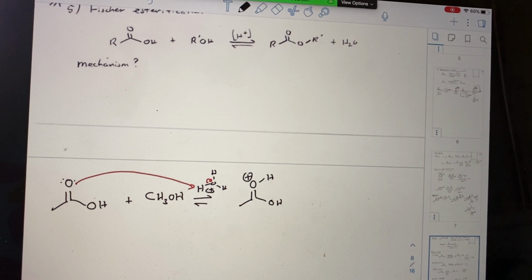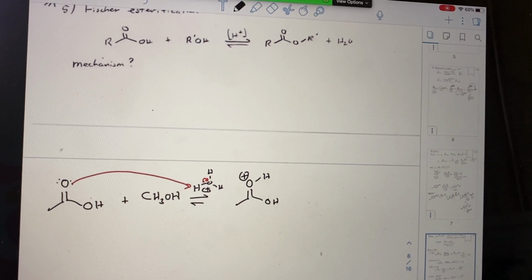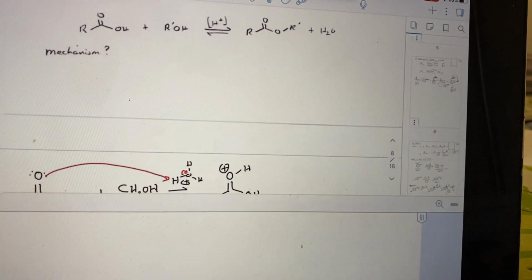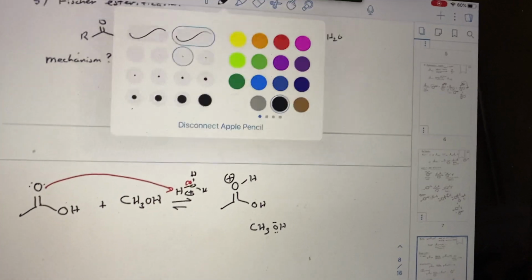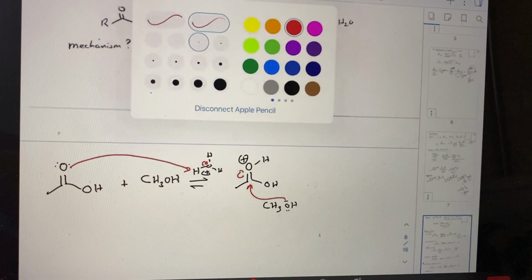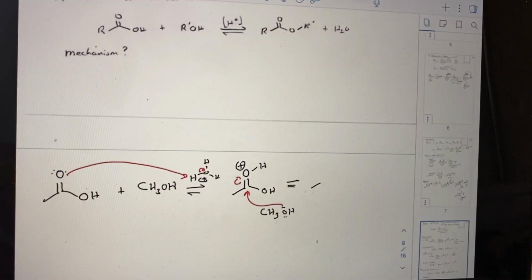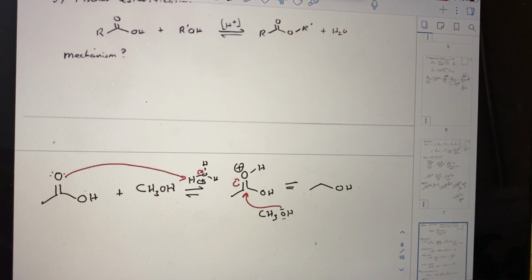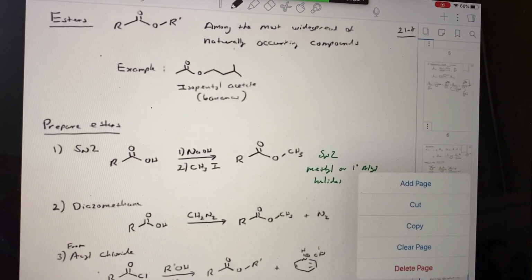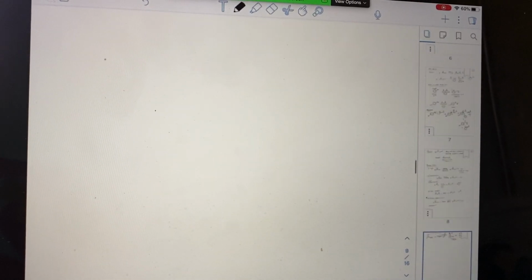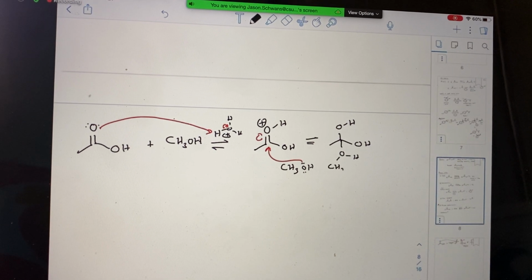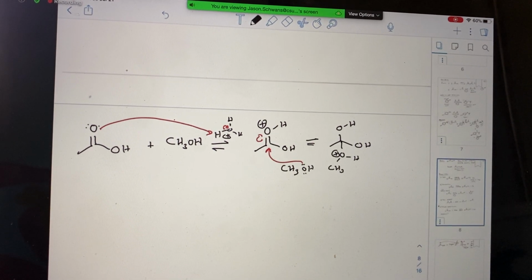So we can have something like this. Now, let's have methanol as our weak nucleophile. Attack. Tetrahedral intermediate. We have OH here. OH here. There it is. And now we have this intermediate.